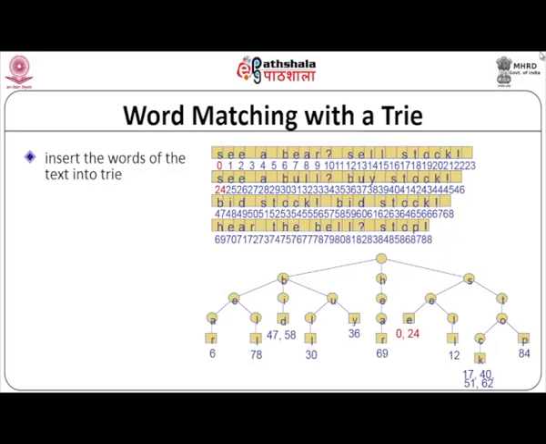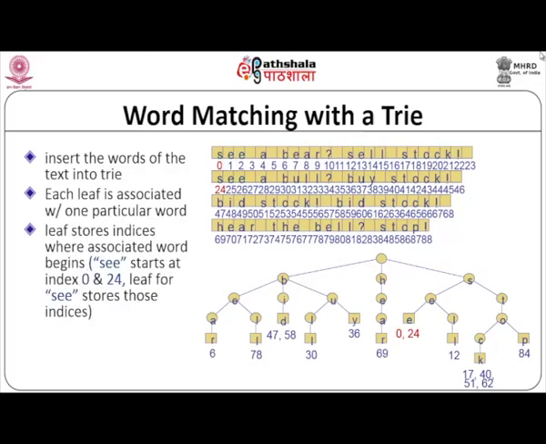Now, if you want to insert words in a trie, you may have the same words coming, then what do you do? So, insert the words of the text into a trie. Each leaf is associated with one particular word, as usual in a trie. The difference here is that the leaf stores indices whose associated word begins where it begins.